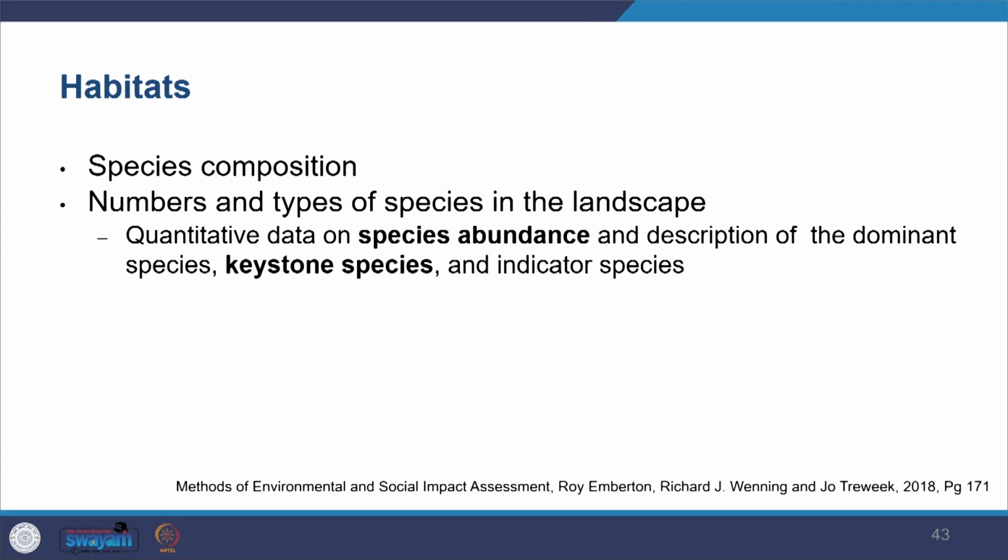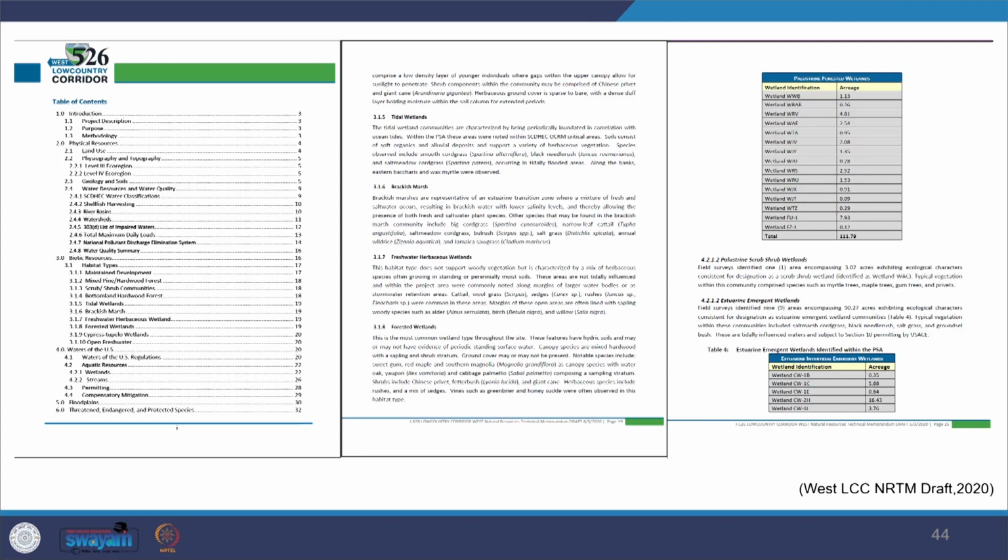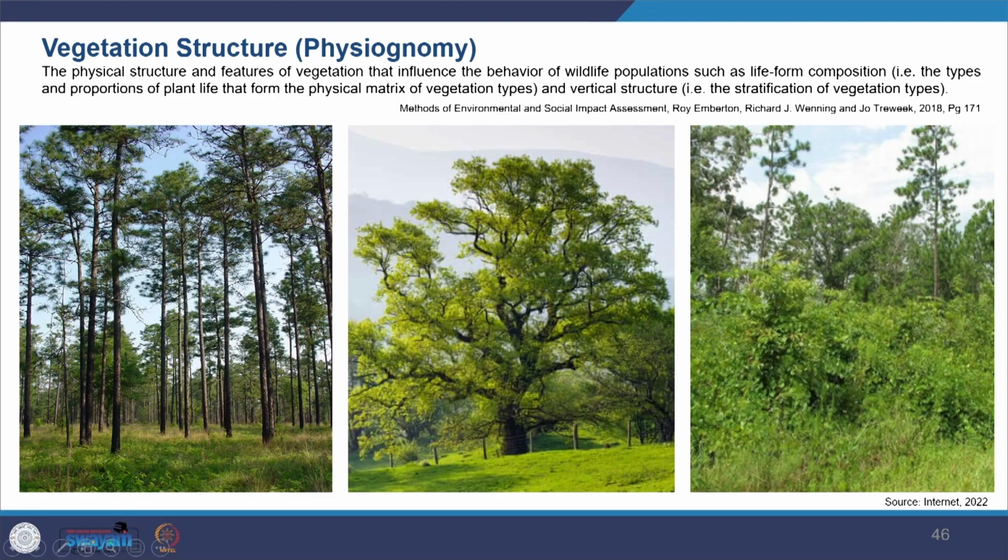So here you see how in this particular example they have taken this from the Low Country Corridor project, and then you see how they have taken 3.0 biotic resources, habitat types. They have given all those descriptions here in the center, you can see, and then on the right hand side you can see how they have quantified how much area is within each kind of wetland. So in this also you need to take care of the vegetation structure, the physiognomy.